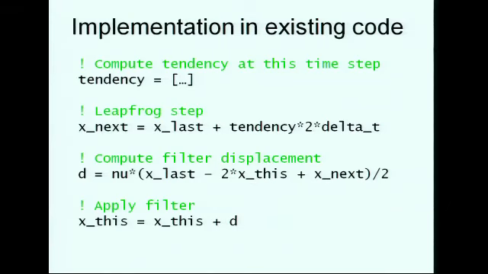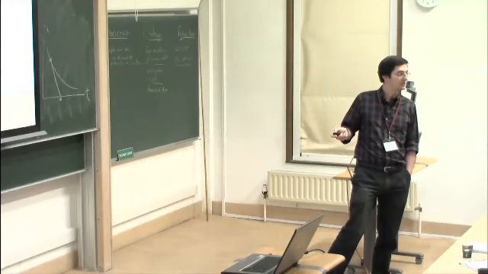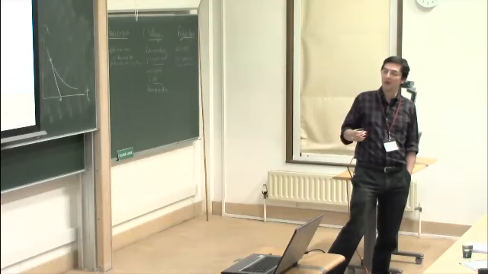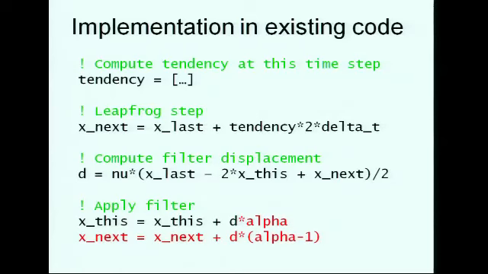To implement the modification that I've talked about, of course, is trivial. You just add this code in red. Instead of adding d to x this, you add d times alpha, and then you perturb x next as well. And the interesting case is when alpha is a half. So instead of adding d to x this, you add half of d, and you subtract half of d from x next. And just by inserting this red code, the amplitude accuracy of your time-stepping scheme gets 2 orders better.